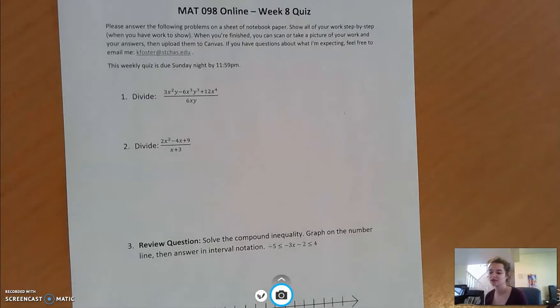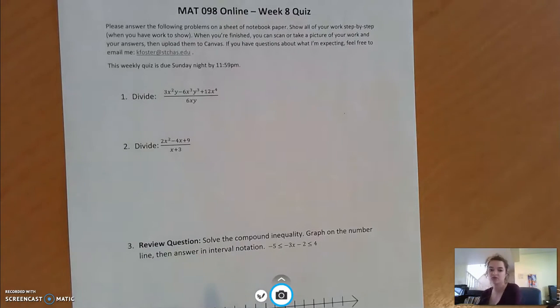This week, you guys did some division and then did a cumulative review. So for your quiz this week, we did some division and then did a review question. The first division problem is dividing by a monomial. It's just a single term by itself. Whenever you're dividing by a monomial, you just divide every single term by that and simplify.